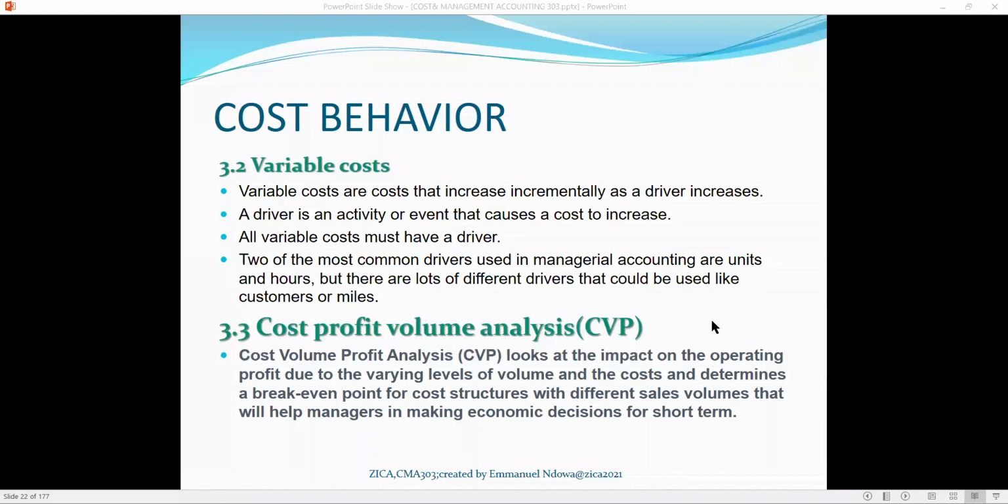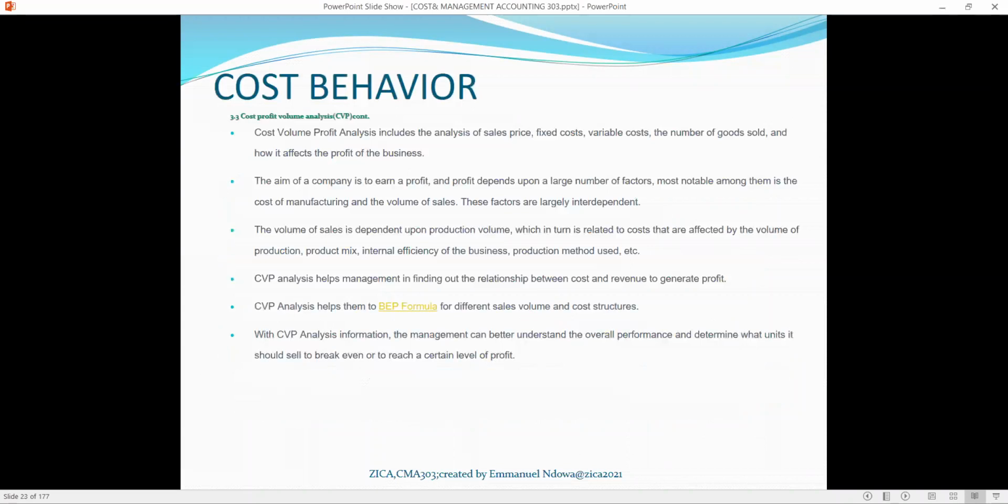We are on point 3.3. Are we together on point 3.3? On point 3.3, are we together?